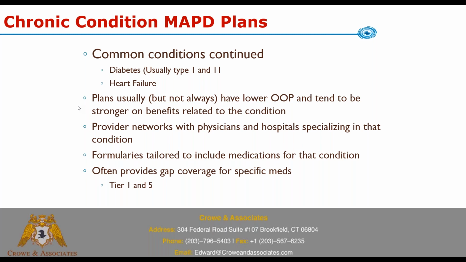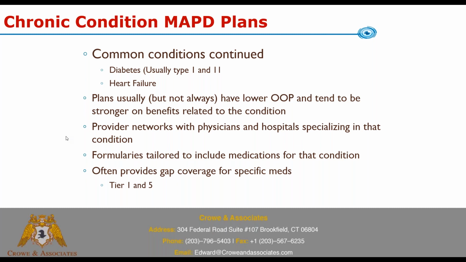A common thing you see, and I was just looking at it, like Ultimate plans in Florida, for example, they have 4 different CSNP plans for 4 different conditions, and they do a tier 1 and 5. They tend to have those drugs specific to that condition in tier 1 and 5, and they will cover those drugs even in the gap. So on their diabetes plan, they have some insulins and other diabetic medications that are in tier 1 and 5, and there would be no donut hole for those drugs. That's an example.